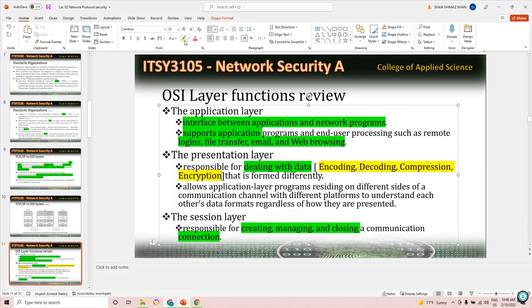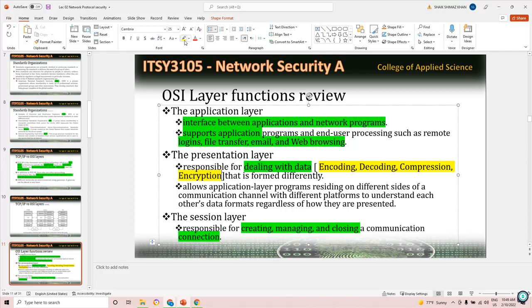Okay, there are many encoding techniques. So using any one of the encoding techniques, it will encode the data, convert the data into a specific format. Then decoding, then compression, reducing the size of the data, and encryption. All these functionalities would be performed in the presentation layer. So this is the main job of the presentation layer: encoding, decoding, compression, encryption.